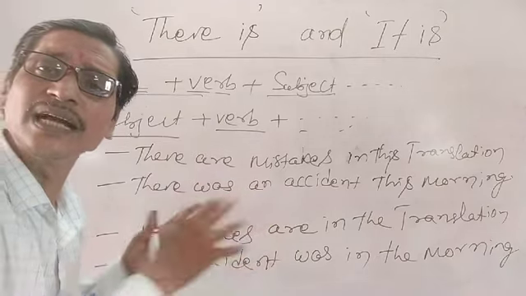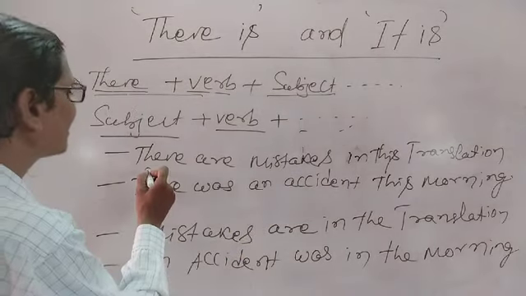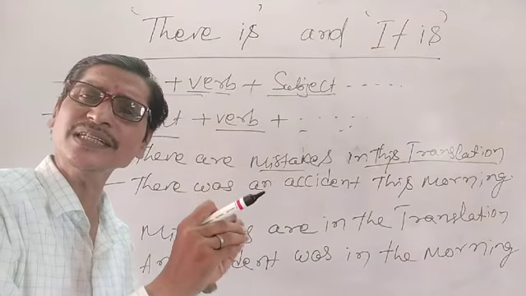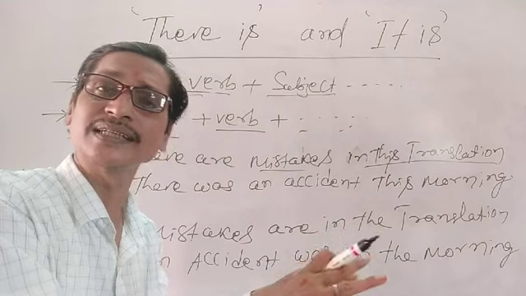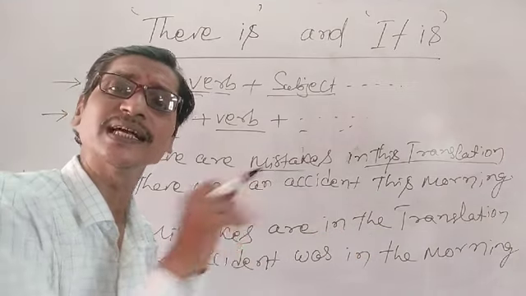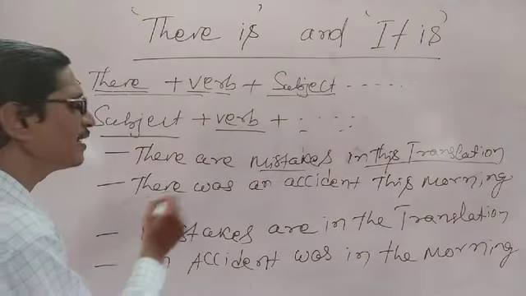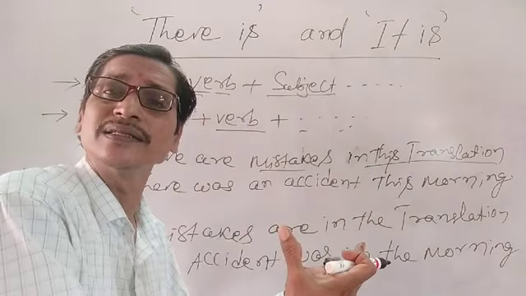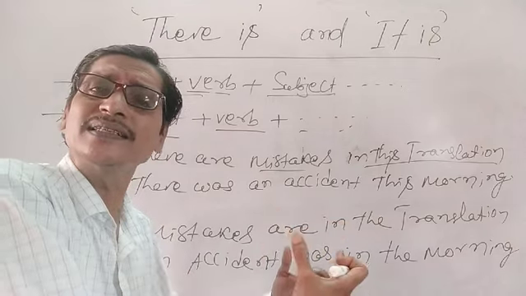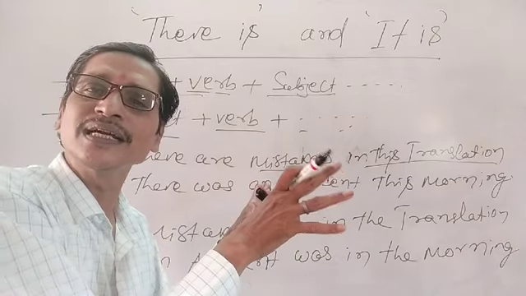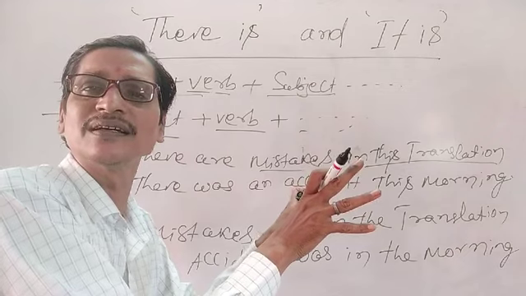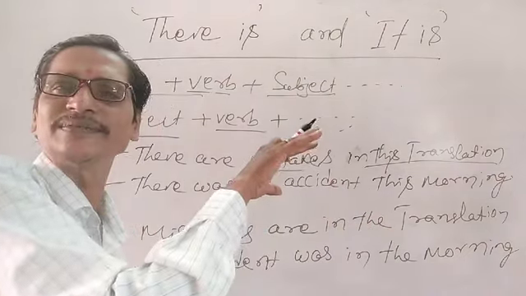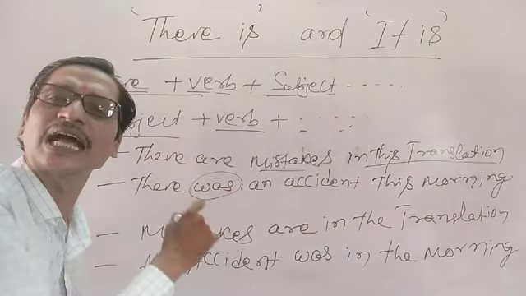The contrasts have been given over here. You see, there are mistakes in this translation. That means some mistakes exist in the translation. That means some mistakes are present in the translation. So similarly, there was an accident this morning. An accident happened. That means an accident happened this morning somewhere. There was an accident, it existed this morning, today or yesterday, since it was a past time.